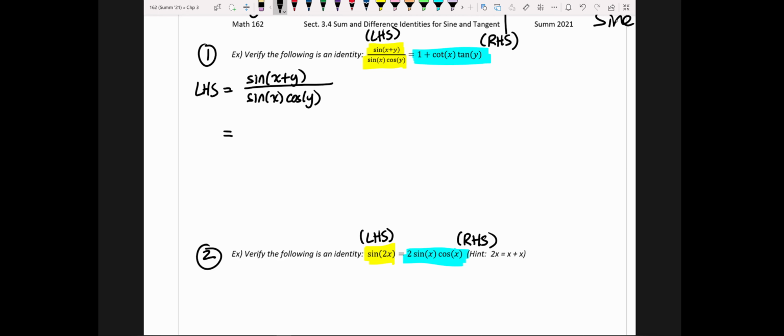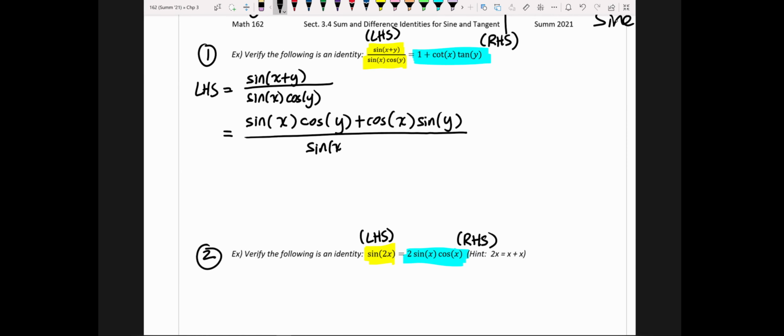That's correct. First, we'll expand the numerator using the sine identity. So that's sine, cosine, cosine, sine. Put in x, y, x, y.